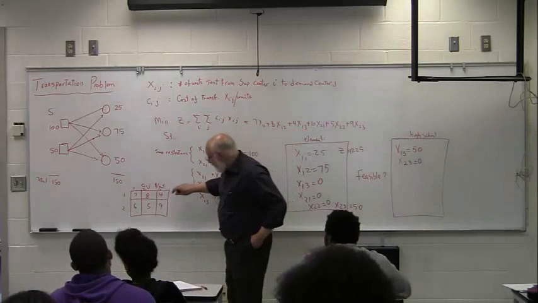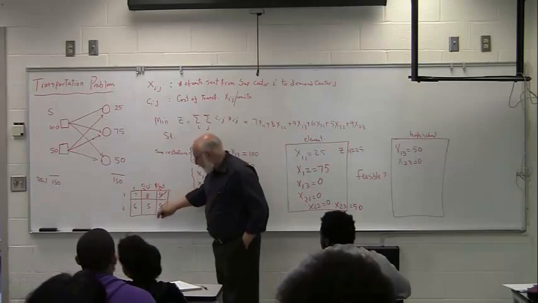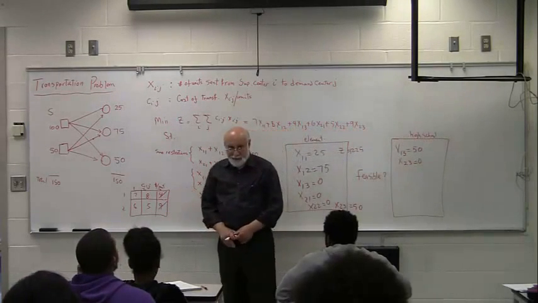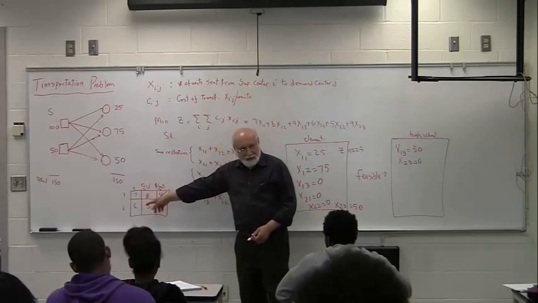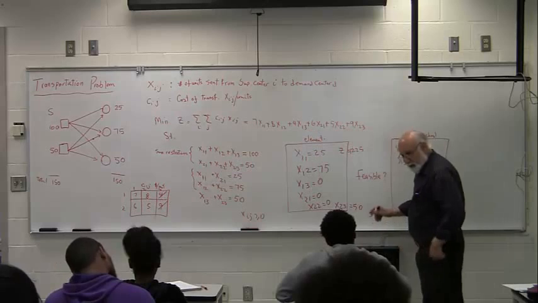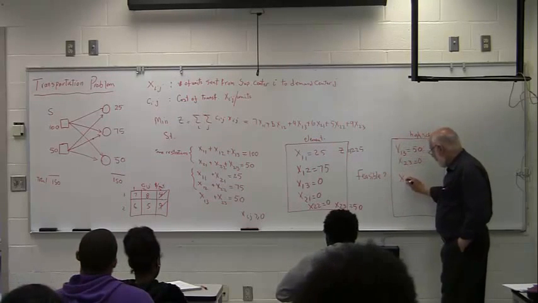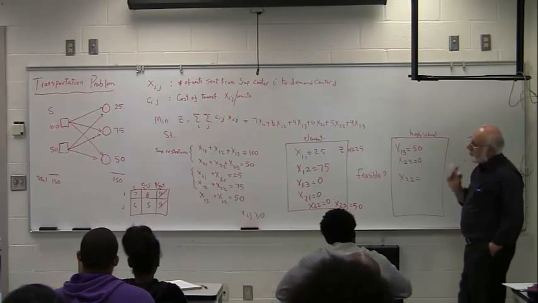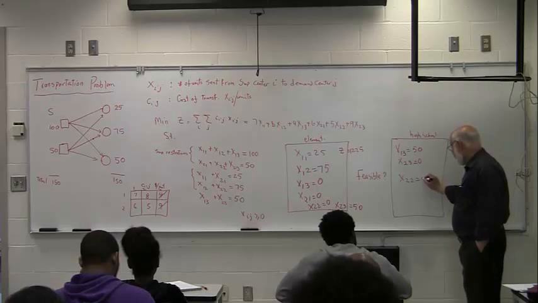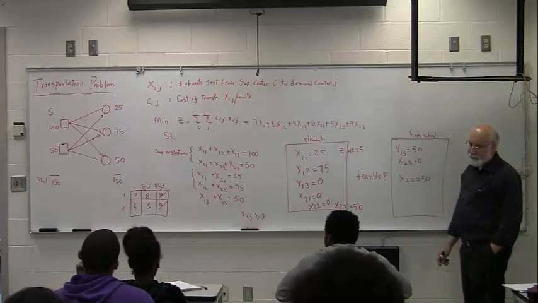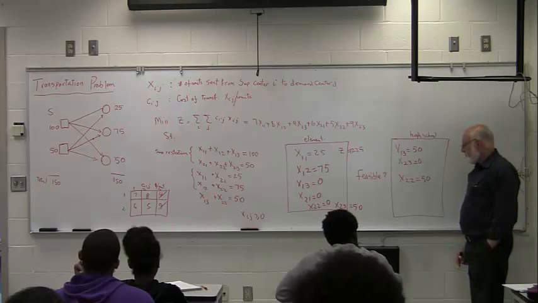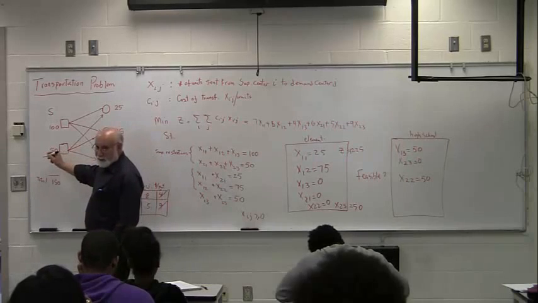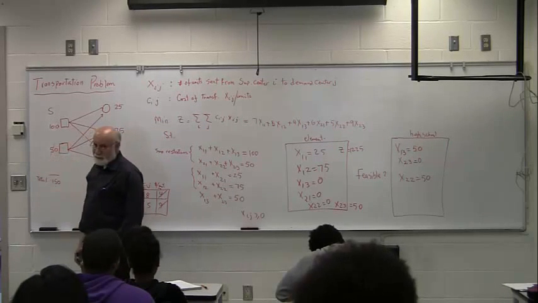So I'm basically done with that and done with that. Then what is left? You look in here and say 5, 6, 7, 8. You go with the 5. What is 5? X22. We can send 50. So X22 is 50. This is gone.